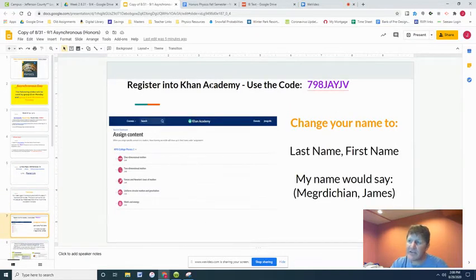Again, here is the registration code for Khan Academy. It's right there. Again, please change your name, last name, comma, first name.